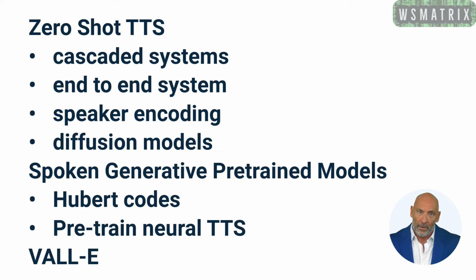Second part is spoken generative pre-trained models. Spoken generative pre-trained models are a type of artificial intelligence that is trained on a large amount of speech data. They can generate new speech based on what they've learned. One hot topic in this area is synthesizing speech without needing text. Imagine being able to create spoken words without having to write anything down first. Several models have been proposed to achieve this, some of which use something called Hubert codes.